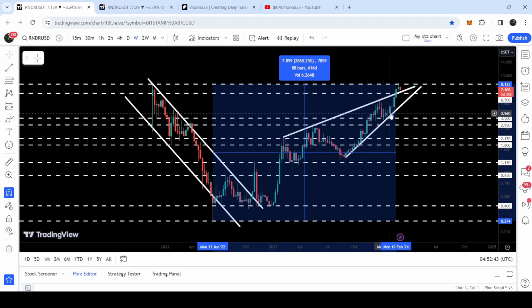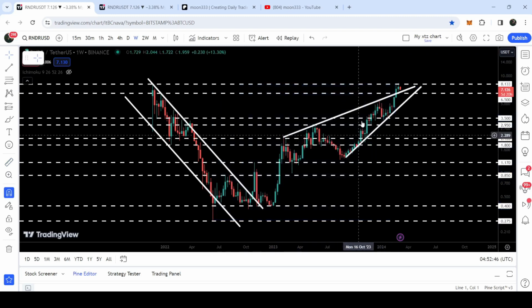And now, still, there is a huge probability that it may continue this rally to the upside because it has broken out a very long-term resistance of another rising wedge pattern. And in today's video, we will also analyze this move as well.